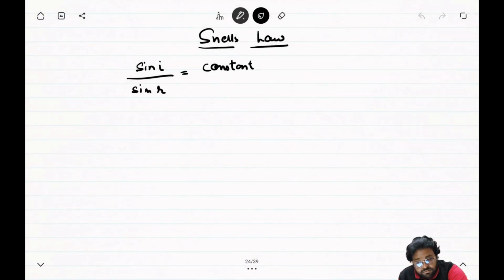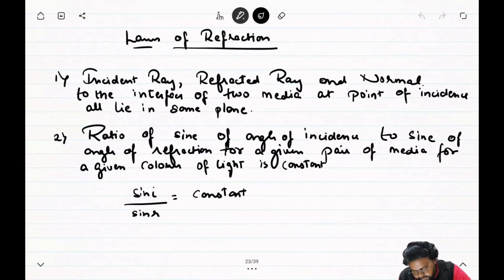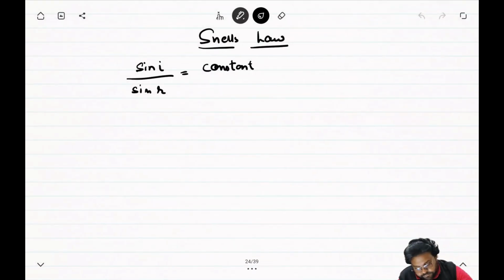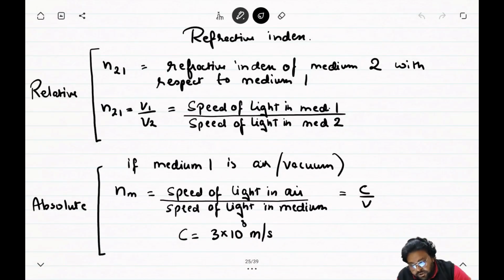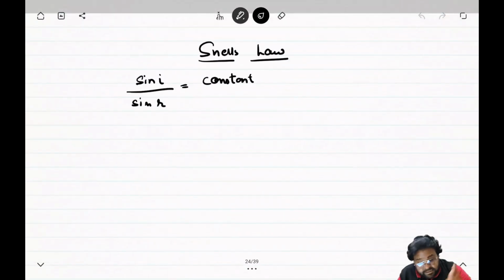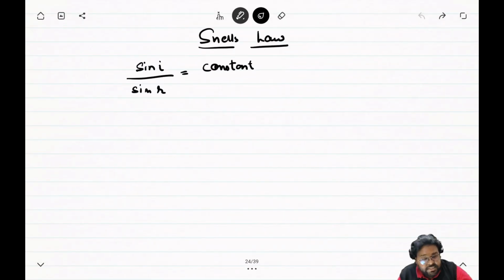Talking about Snell's law, this second law of refraction is also known as Snell's law, which again states the same: the ratio of sine of angle of incidence to sine of angle of refraction for a given pair of media for a given color of light is always constant. Now talking about a concept, refractive index: how much bending of light would occur. Refractive index is basically the change of direction that takes place in a given pair of media, expressed in terms of refractive index. Refractive index is that particular constant which we have obtained in Snell's law.